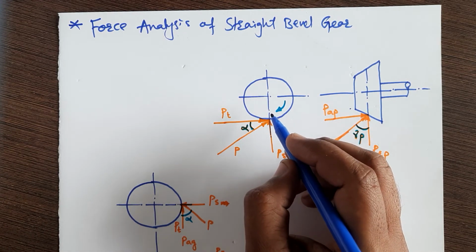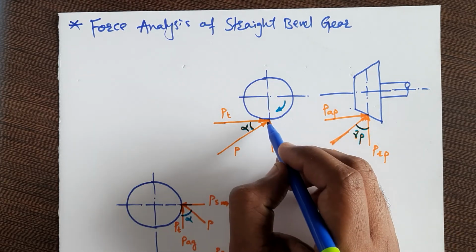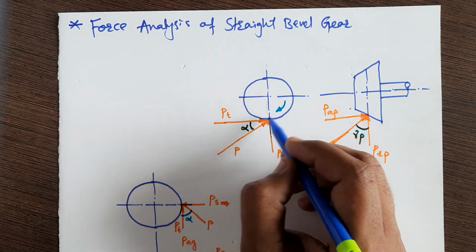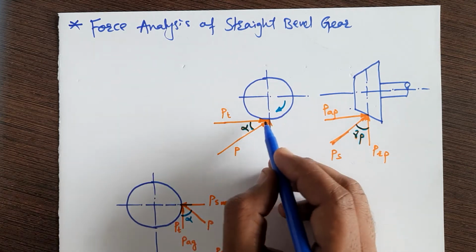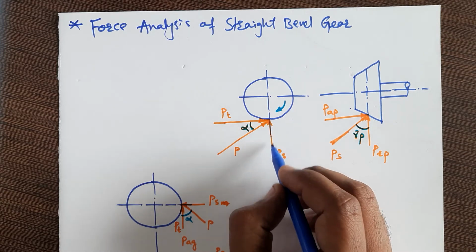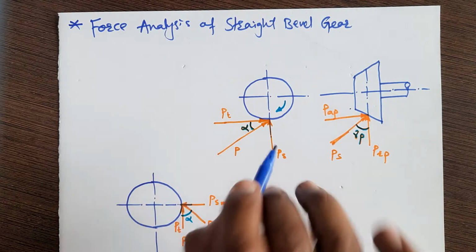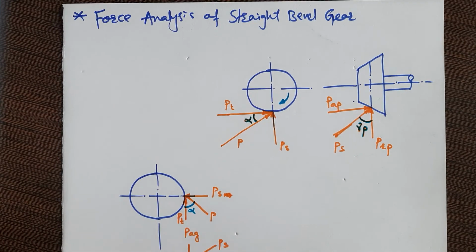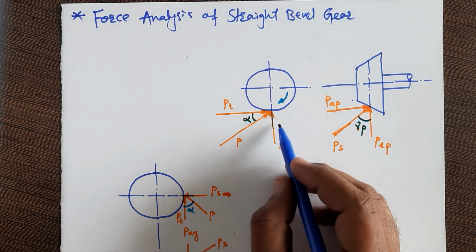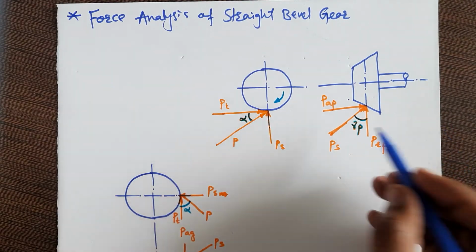Now in case of spur gear and helical gear, we have seen the tangential component on driving member opposes the rotation. Here the pinion is a driving member and is rotating in clockwise direction, and the tangential force will act opposing the rotation. So tangential force will act here, and this is the separating force. We are calling this separating force because this separating component will try to separate bevel pinion and gear.